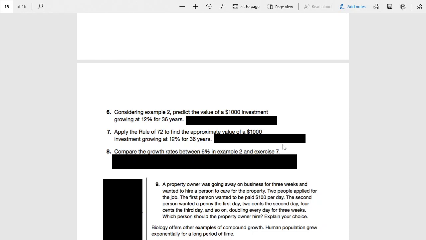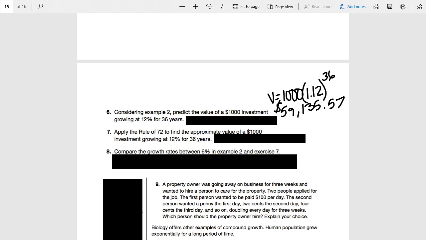We could also put it into an equation to say my value is going to be $1,000 times 1.12, that's my 12%, to the 36th power. When we do that, and I'll just plug that in just so you can see if your estimate was close or not, 1,000 times 1.12 to the 36th power gives us $59,135.57. So hopefully your prediction was pretty close to that, but that's the exact money amount.